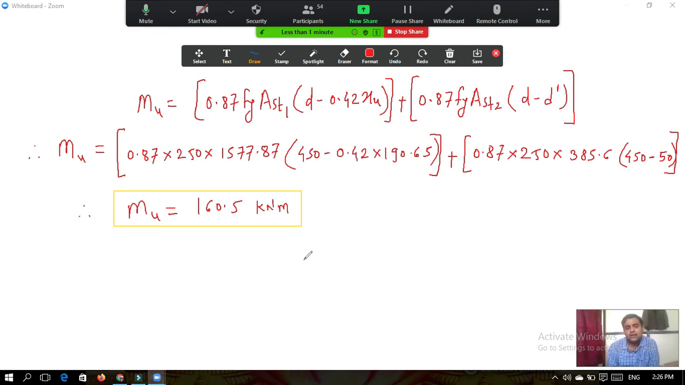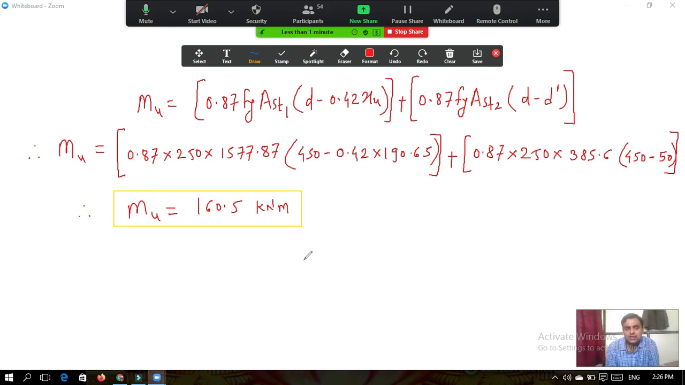When we get the value of XU, we compare XU and XU max to see whether the section is under-reinforced, over-reinforced or balanced. If XU is less than XU max, then the section is under-reinforced. If XU is greater than XU max, then it is over-reinforced. And if both values are the same, then it is a balanced section. After comparison, we came to know that our section is under-reinforced.